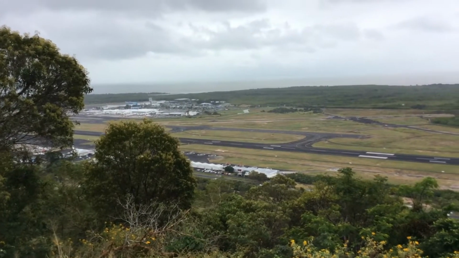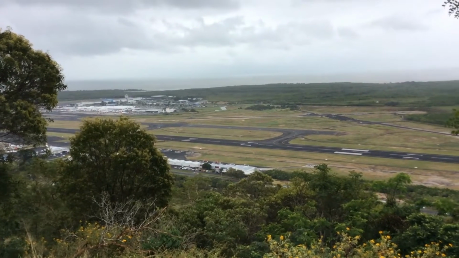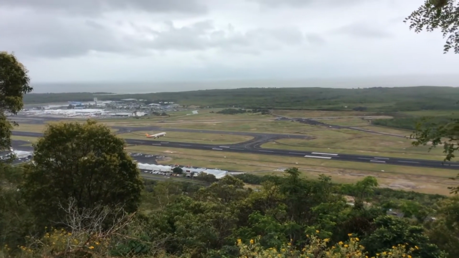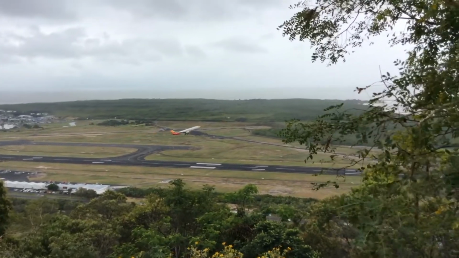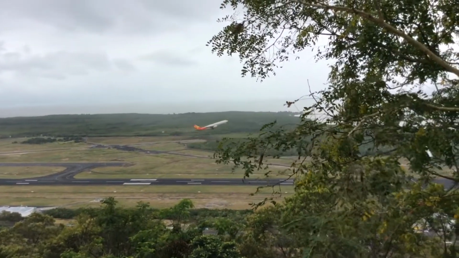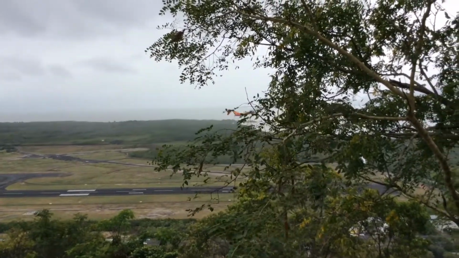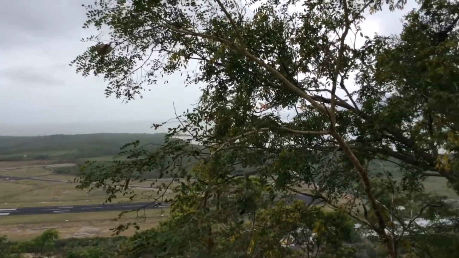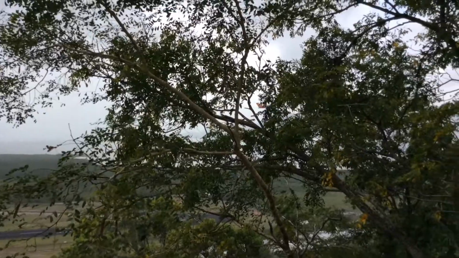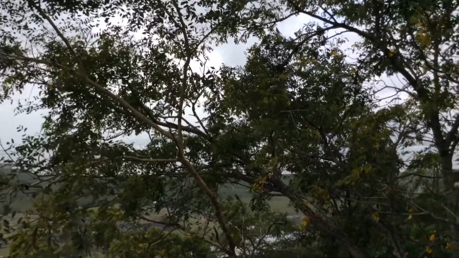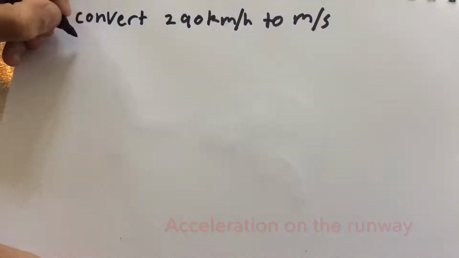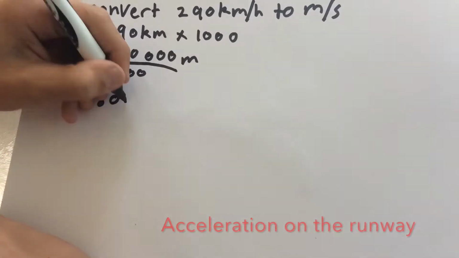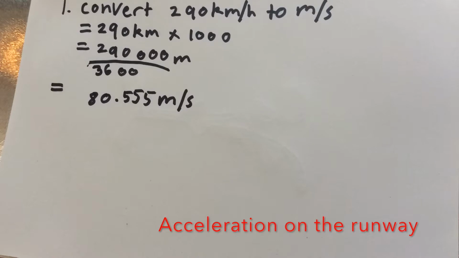Based on a Boeing 747 traveling down the runway to reach a takeoff speed of 290 km per hour, we can calculate the acceleration experienced by the airplane during this time. First, we need to convert 290 km per hour to meters per second. To do this, we multiply 290 by 1,000 to turn it into meters, and then we divide by 3,600 to convert to seconds. This gives us 80.55 meters per second.